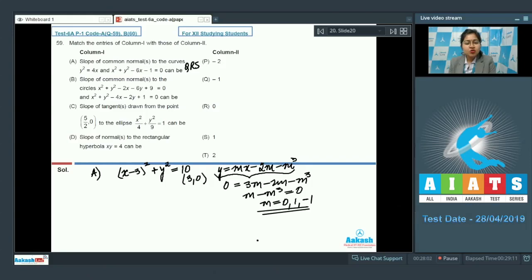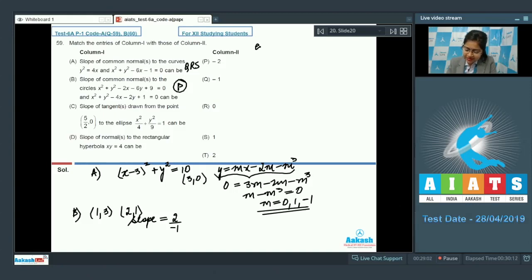Now option B says the slope of common normal to the circles. Two equations of circles are given. We know that the normal will pass through the centers of both the circles, so we can directly write the equation of the normal by finding the center of both the circles. The center of the first circle is (1, 3), dividing the coefficients of x and y respectively by minus 2, and the center of the second circle is (2, 1). Now the slope of the common normal can directly be found. Slope will be equal to (3 minus 1), that is 2, upon (1 minus 2), that is minus 1. So the slope is minus 2, that is option P is correct.